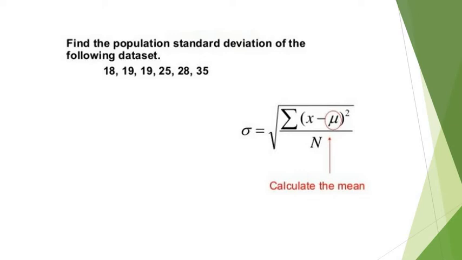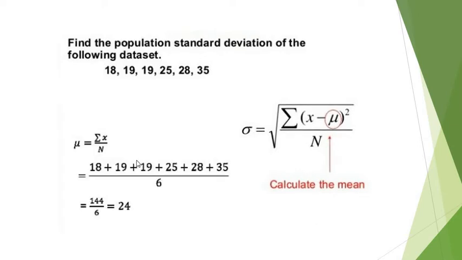And as I explained before, this is the mean. We refer to it as mu. So mu, or the mean, is equal to the sum of all the values. Each value, we're going to add them up. So we have 18, 19, 19, 25, 28, 35, and we get 144, and we divide by the number of values, we get 24. So that is the mean.